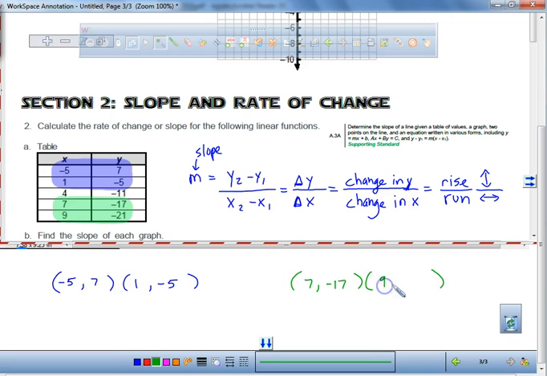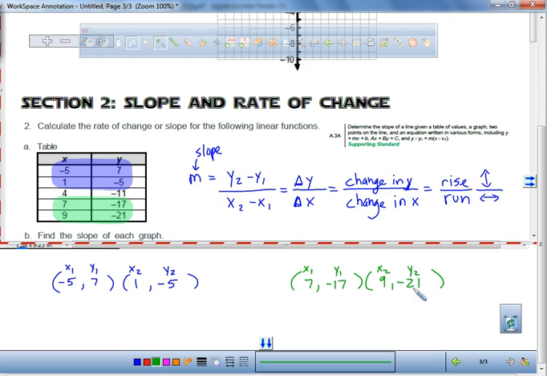And I have 9 and -21. Now what I'm going to do is label these. I'm going to call this my x1. I'm going to call this my x2, which means first x coordinate, second x coordinate. I'm going to label this my y1. I'm going to label this my y2. Over here, I'm going to call this x1 and x2 and y1 and y2.